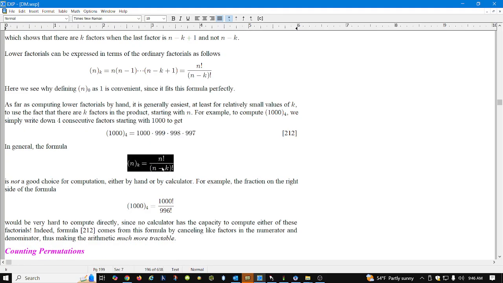This formula is not very practical. It's a great choice for theoretical issues like manipulating factorials, which you'll do in the exercises, but it's pretty much lousy for using a calculator. In the same example, 1,000 lower factorial 4 is 1,000 factorial over 996 factorial. A calculator couldn't touch these factorials. They're way too big. They'll overflow the calculator. So this is not a useful formula for computation.